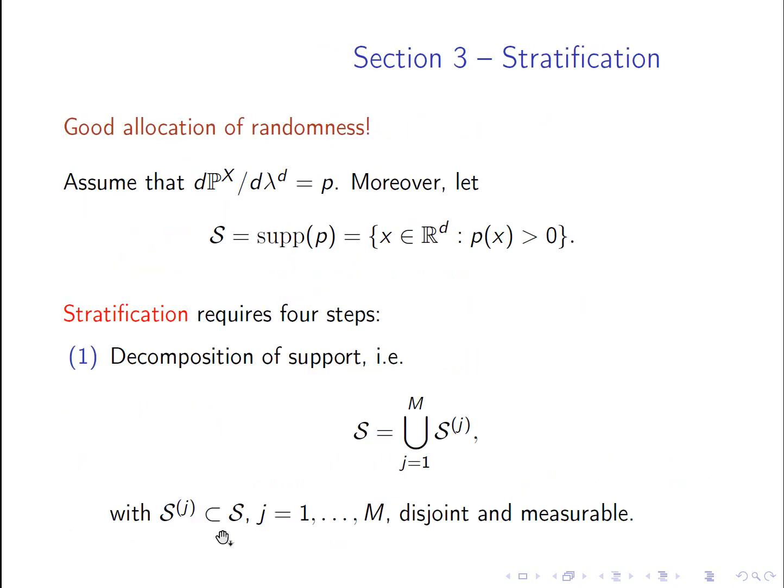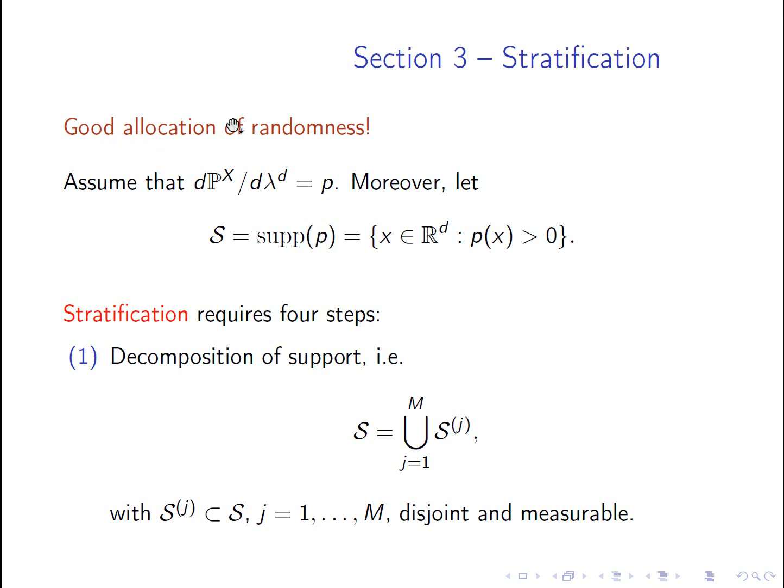Okay. And now what's stratification? That's our next section. And each variance reduction method has a slogan, has a motto, as I told you, and for stratification you can use the slogan: good allocation of randomness.